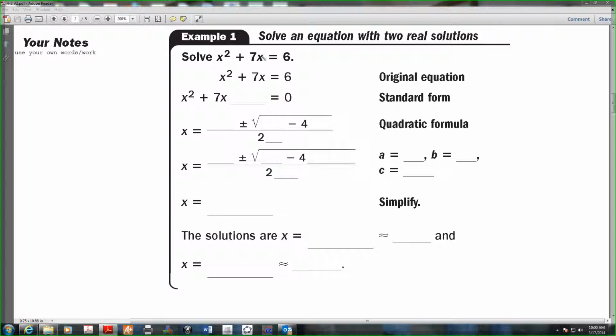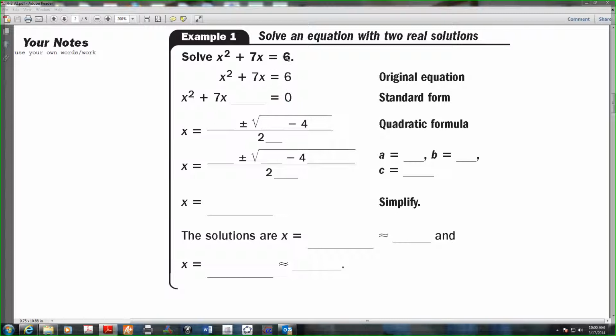Alright, solving using the quadratic formula is pretty simple. The only thing that you have to be careful about is that you have to have your quadratic equation in standard form. In other words, you have to have ax squared plus bx plus c equals 0 before you can use it. That's the main error people have when using the quadratic formula, that they don't have it in standard form and then they try to solve.